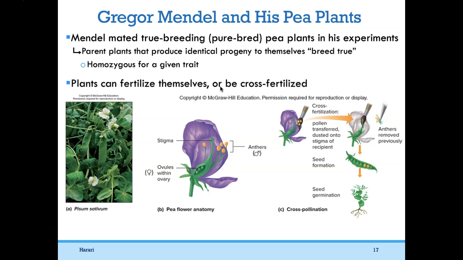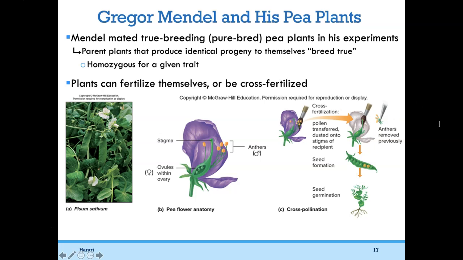And it's important to be familiar with how plants can be fertilized. So plants can fertilize themselves, meaning pollen from the anther of this flower can fertilize an ovule of the same flower. That's called self-fertilization. So make sure that's clear. Or you can do cross-fertilization. That's when you want to mate two different flowers.